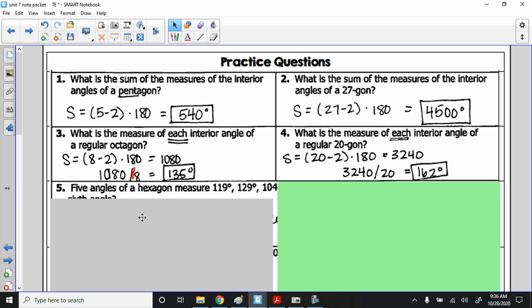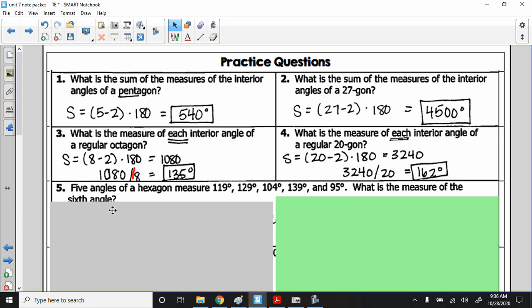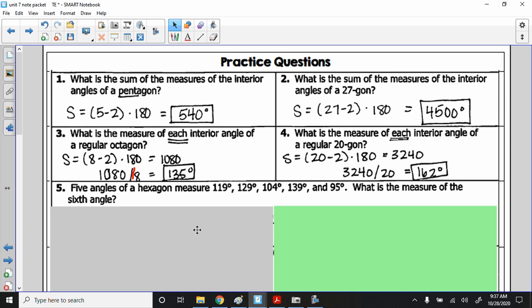All right, number five. Five angles of a hexagon measure given values. What is the measure of the sixth angle? Okay, so hexagon, what will help you is that you need to know what the interior sum of this thing is. A hexagon has 6 sides. You don't have to memorize that, but you probably will eventually because we're going to be dealing with them a lot. So hexagon, 6 sides, and you need to know what the interior sum of that is.